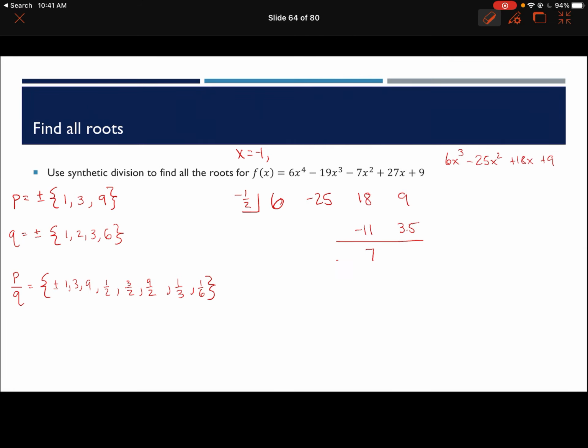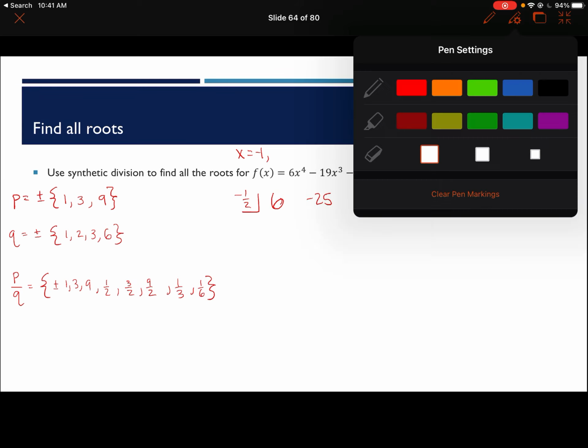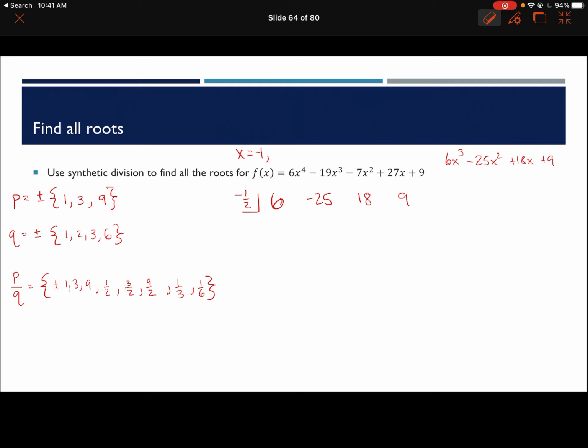So we'll take that out. And now if we bring down the 6, -1/2 times 6 is -3. That's going to be -28. -1/2 times -28 is 14. 18 plus 14 is 32. -1/2 times 32 is -16. That adds to be -7. You do not get 0 as a remainder. So -1/2 doesn't work. So we try both of the halves.